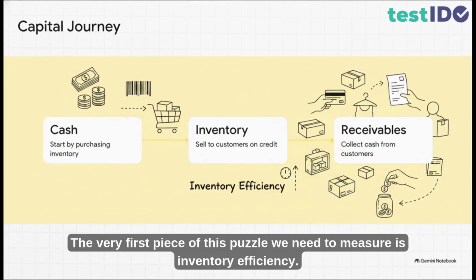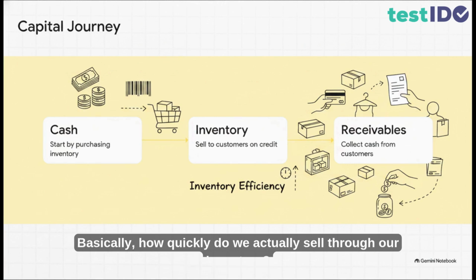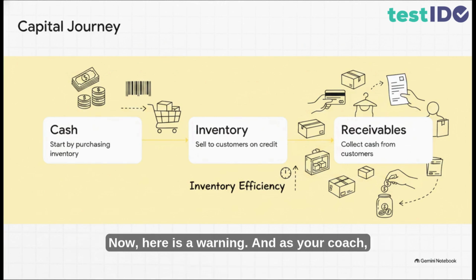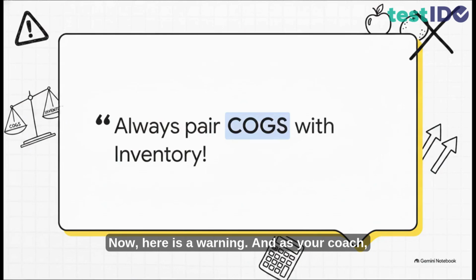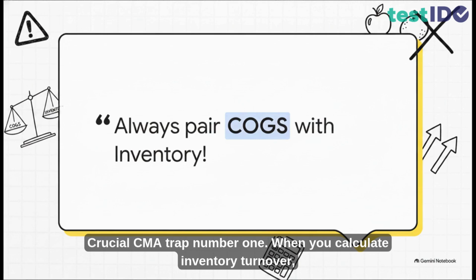The very first piece of this puzzle we need to measure is inventory efficiency. Basically, how quickly do we actually sell through our inventory? Now, here is a warning. And as your coach, I really need you to hear this loud and clear. Crucial CMA trap number 1.